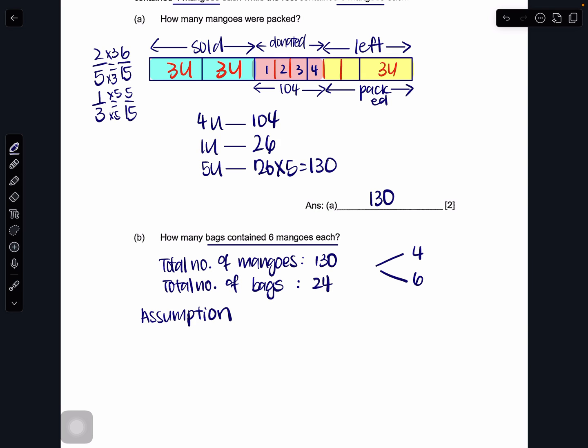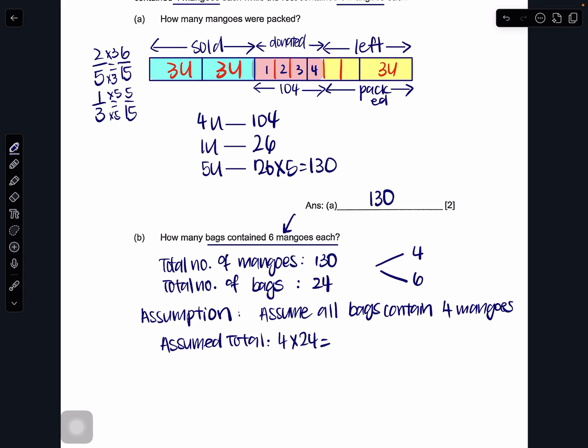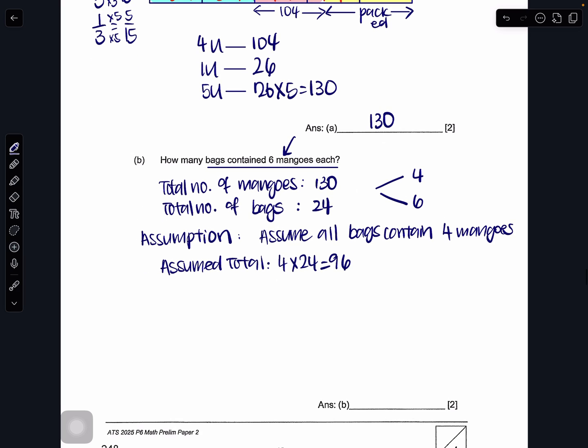So for assumption, the first step is to find the assumed total. The question asks for 6 mangoes, so I must assume all bags contain 4 mangoes. So 4 mangoes, 24 bags, 96 mangoes. However, we know that the total mango is 130.